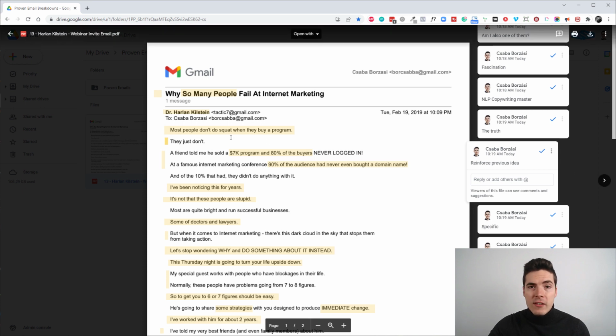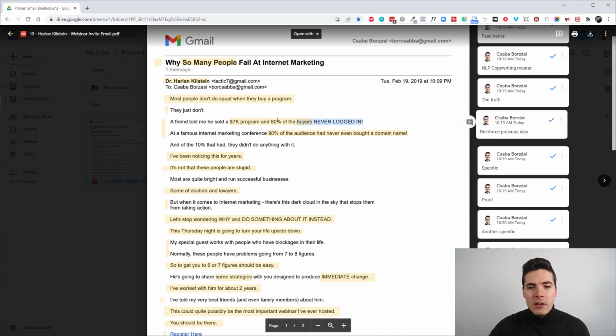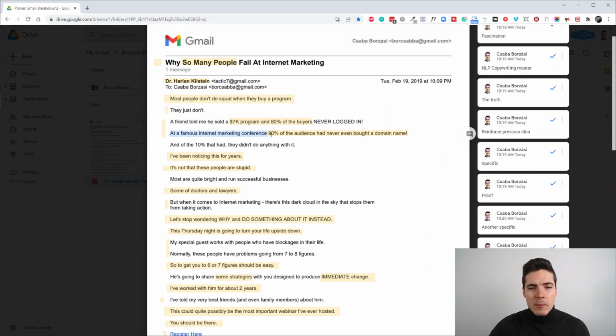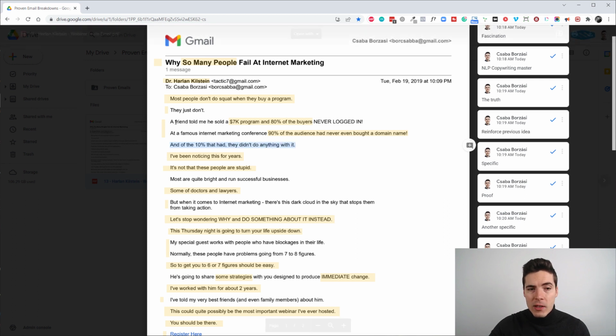This part reinforces the previous idea. "A friend told me he sold a 7K program and 80% of the buyers never logged in. At a famous internet marketing conference, 90% of the audience has never even bought a domain name. And of the 10% that had, they didn't do anything with it."